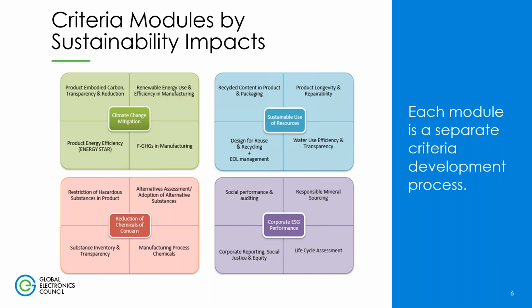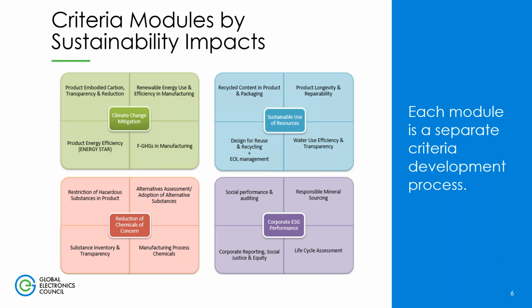So for example, you can read the slide, but climate change is a great example where we envision criteria around embodied carbon or carbon footprint, the use of renewable energy, energy efficiency in manufacturing, product energy efficiency, as well as fluorinated greenhouse gases in manufacturing. We anticipate about 12 to 15 criteria in each module. Criteria in each impact area will likely be a combination of product and corporate or supply chain criteria. Some modules are likely to have more product-focused criteria. For example, chemicals of concern, sustainable use of resources are likely going to be more product than supply chain criteria. But other modules, for example, the corporate ESG performance, will be comprised of more corporate or supply chain criteria, just the nature of those topics.